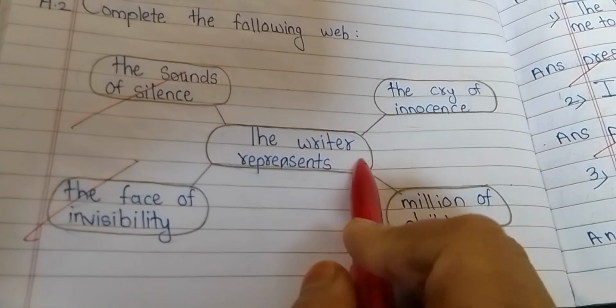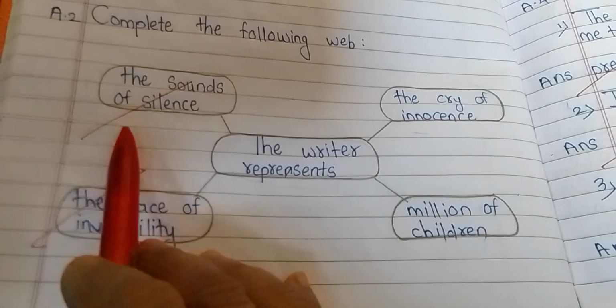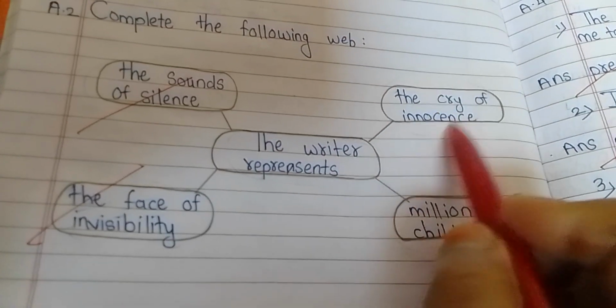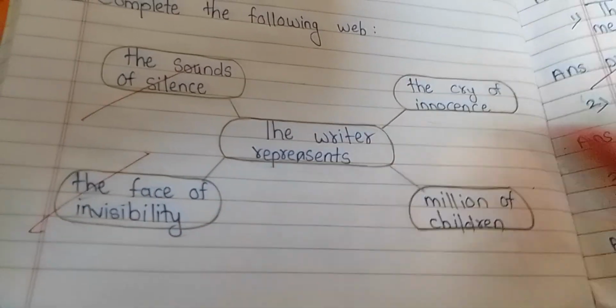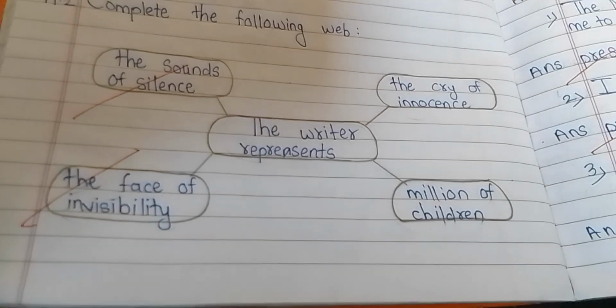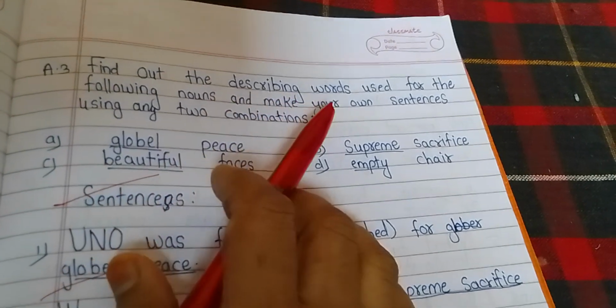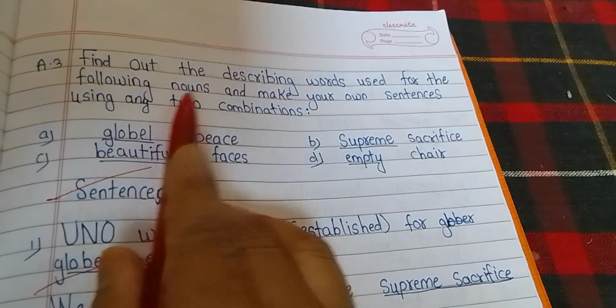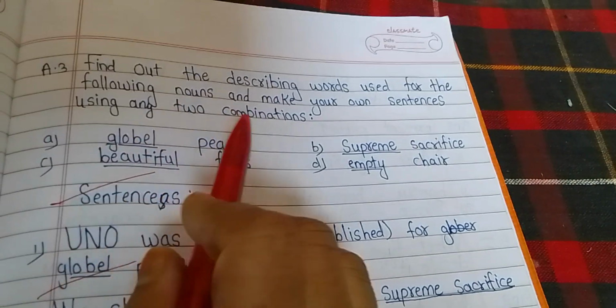Question number 2, complete the following web. The writer represents the sounds of silence, the cry of innocence, the face of invisibility, millions of children. Question number 3, find out the describing word used for the following noun and make your own sentence using any two combinations.